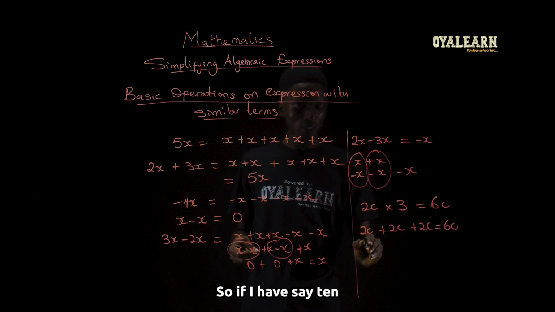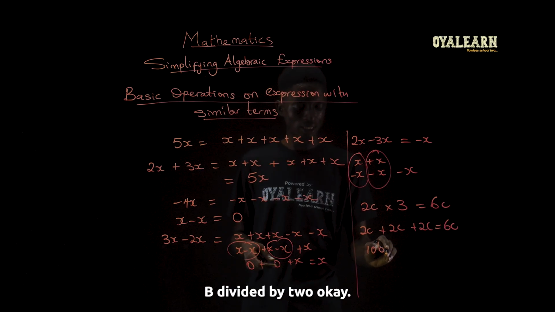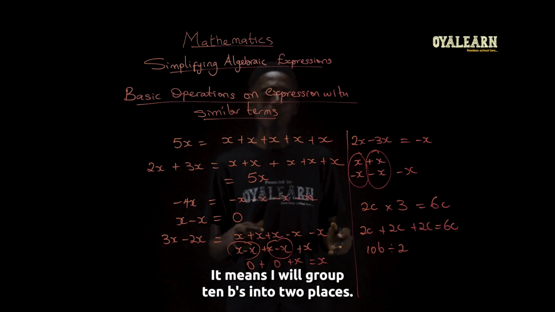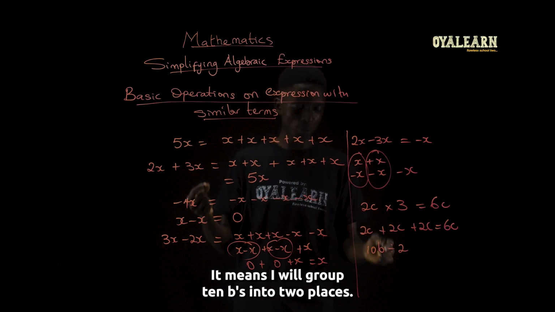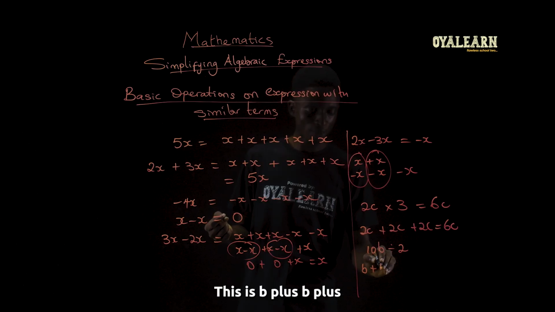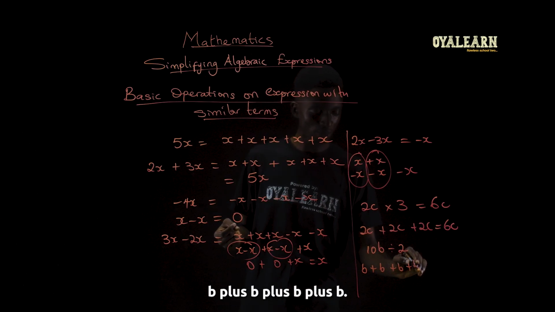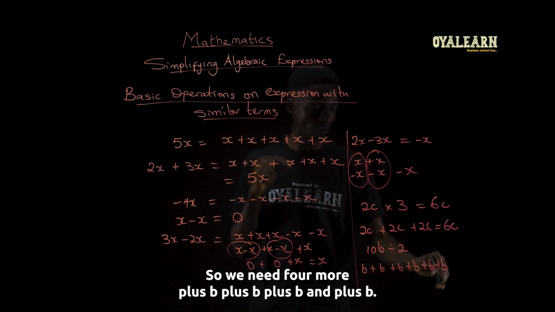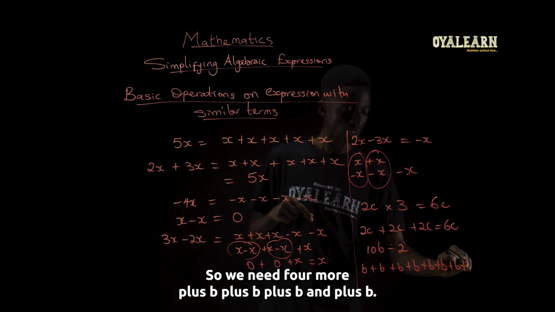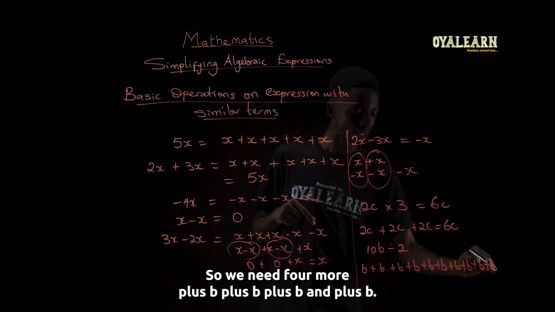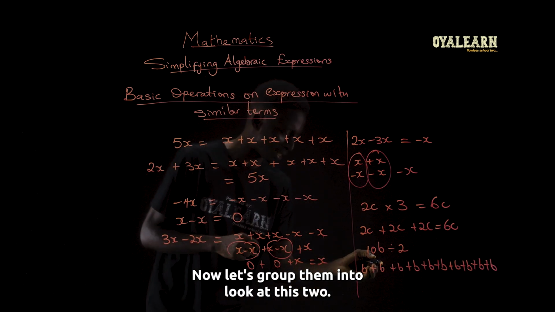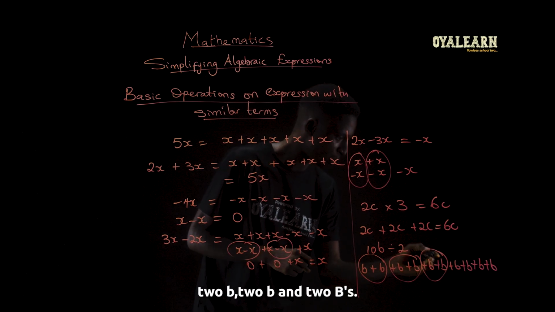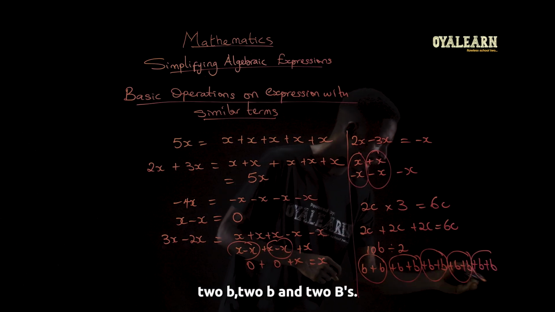So if I have, say, 10b divided by 2, okay, it means I will group 10 b's into 2 places. This is b plus b plus b plus b plus b plus b. How many do we have so far? That is 6. So we need 4 more. Plus b plus b plus b and plus b. Now let's group them in 2. Look at this. 2 b's, 2 b's, 2 b's, 2 b's, and 2 b's.